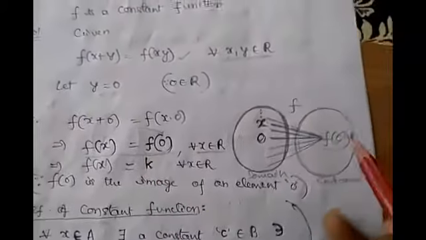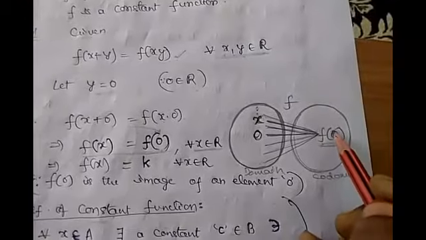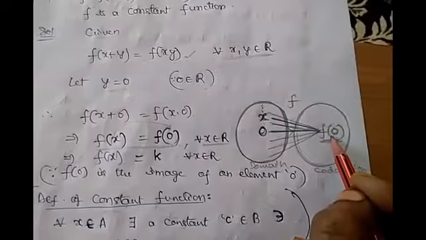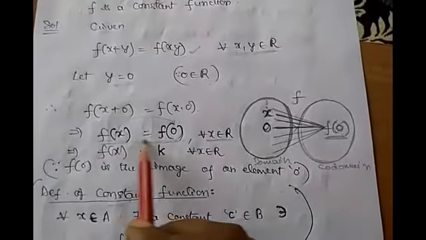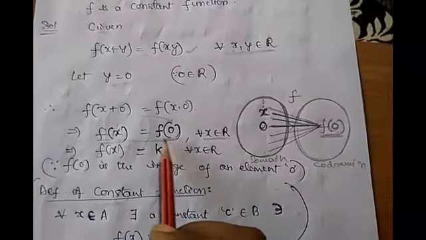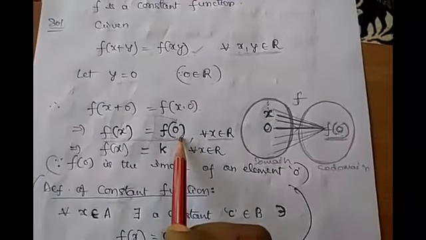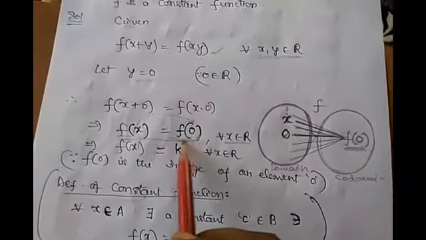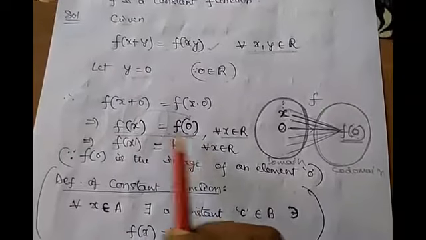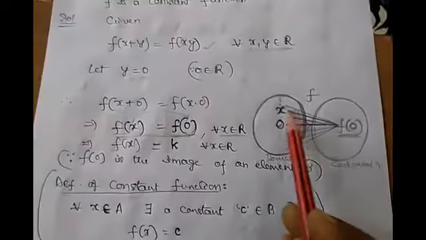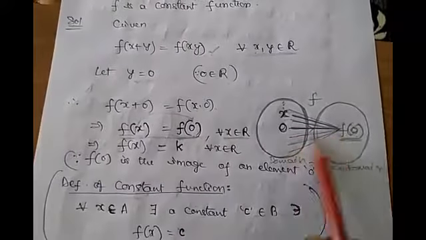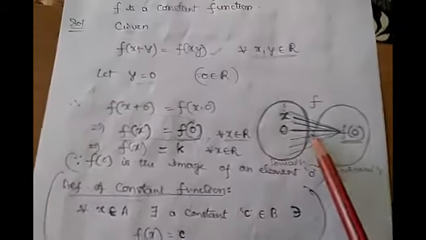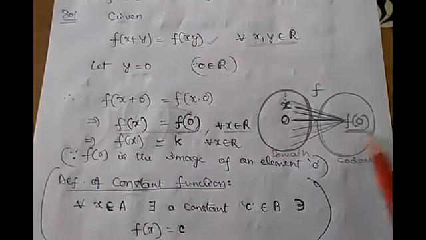Understood? Let us suppose f of 0. What is f of 0? f of 0 means the image of 0. 0 is mapped to f of 0. But by this condition, what do we conclude? f of x is equal to f of 0 means for every x there exists a constant f of 0 such that f of x is equal to f of 0. For every x it is equal to f of 0. That means all elements in the domain are mapped to f of 0.